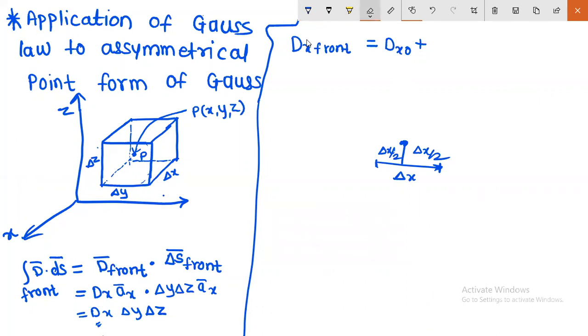Okay, once again I will tell you. Consider this is your x-axis. This is a small section of your rectangle in the direction of the x-axis. So that is delta x. Okay, this is the rectangle's x direction.